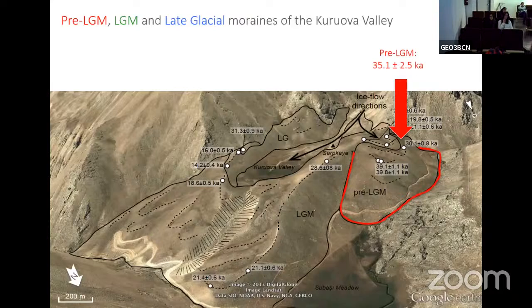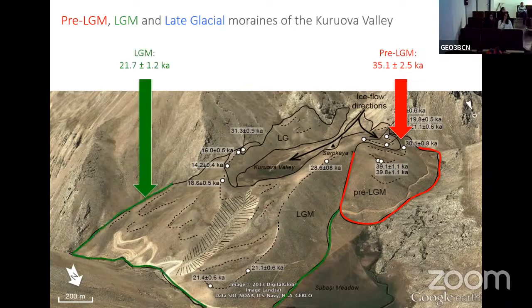For example, we dated another moraine here to 39,000. It's before the last glacial maximum. It's older, but the last glacial maximum moraine was more severe. So the climate was colder at that time because the glacier came down even much more. So if the glacier goes down, it means that the climate, of course, is colder than that time. So this is the late glacial, 15,000.